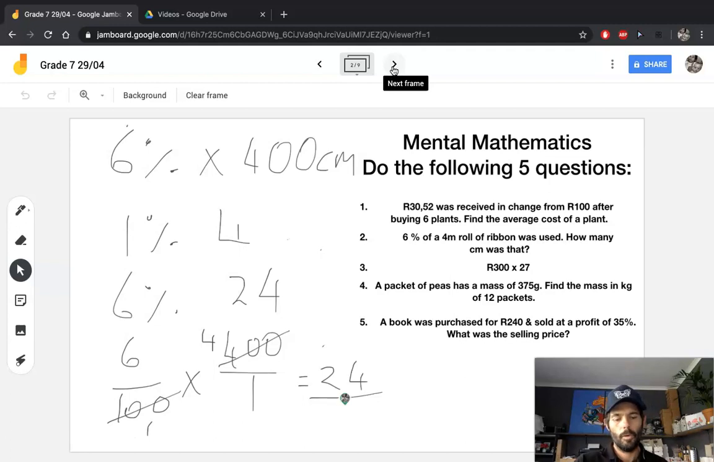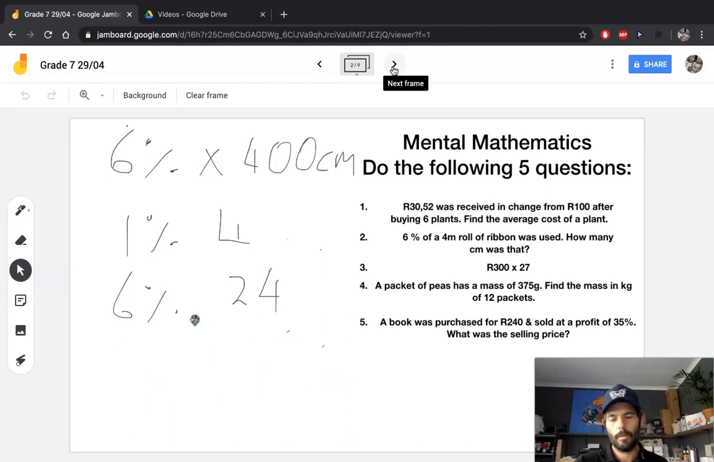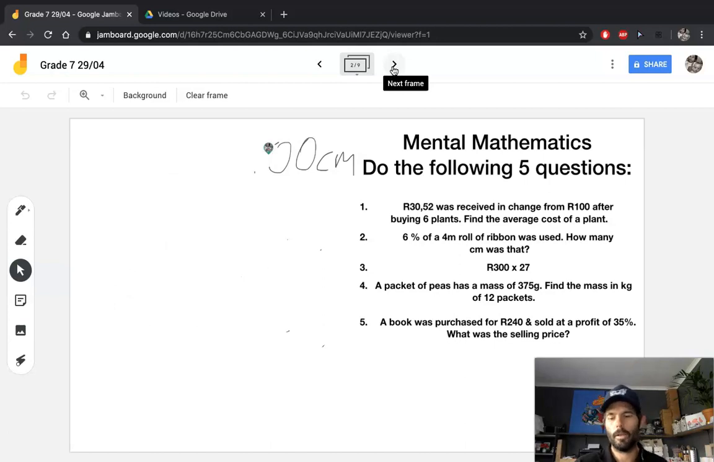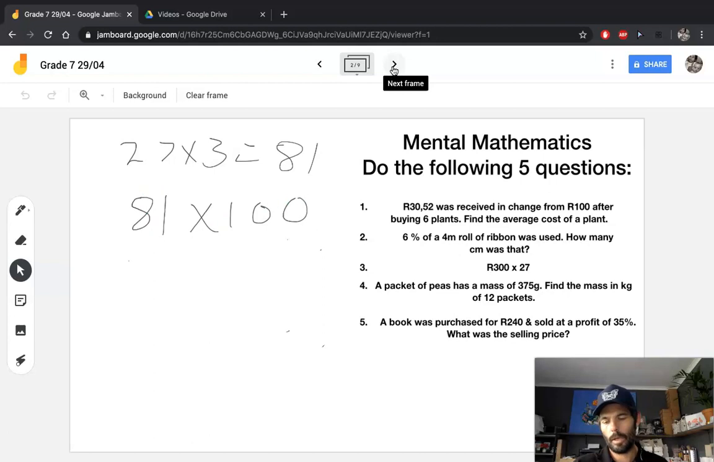Question 3 is 300 multiplied by 27. Here I said without using a long multiplication method, could you recognize that 27 times 3 equals 81? And then 81 multiplied by the 100 equals 8,100. So here we've multiplied by 3 and then by 100, which is the same as multiplying by 300.